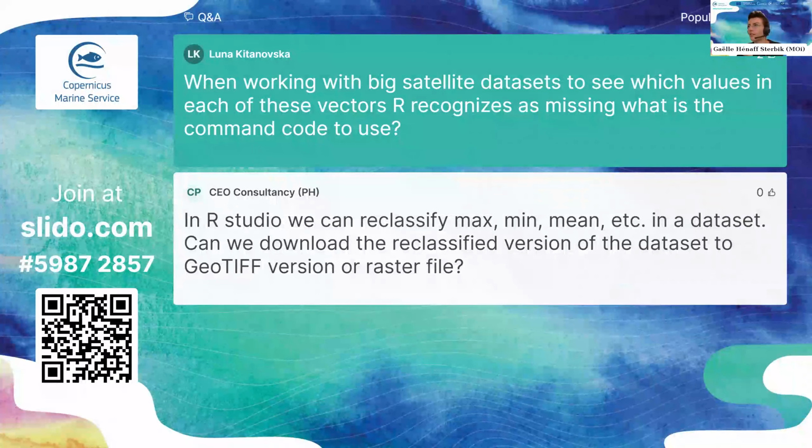Okay. So another question: when working with big satellite datasets, to see which values in each of these vectors R recognizes as missing, what is a common code to use?